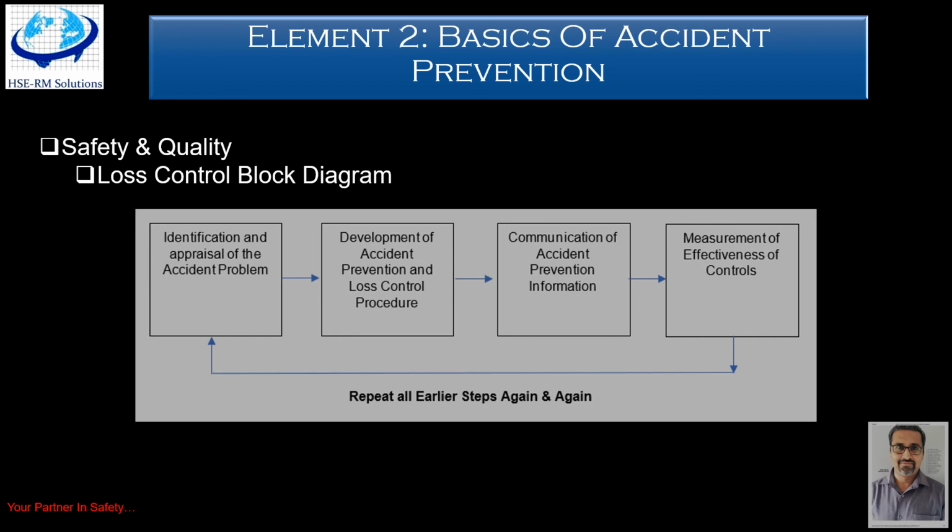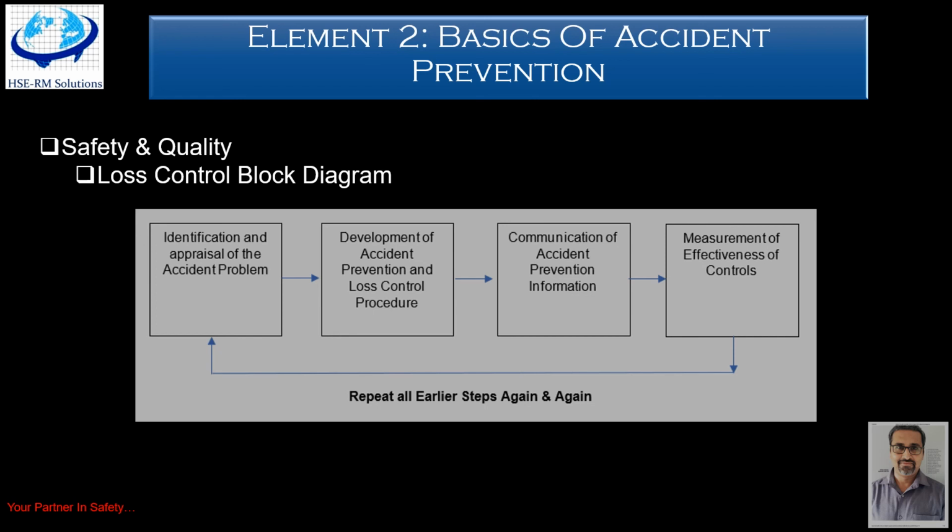So we need to identify what accident problem can occur. Then we need to develop the accident prevention and loss control program and procedure. Then communication of accident prevention and information is required. Then measurement of effectiveness of control should be there, and then we simply keep on repeating this cycle. So this is how we can form a loss control block diagram.